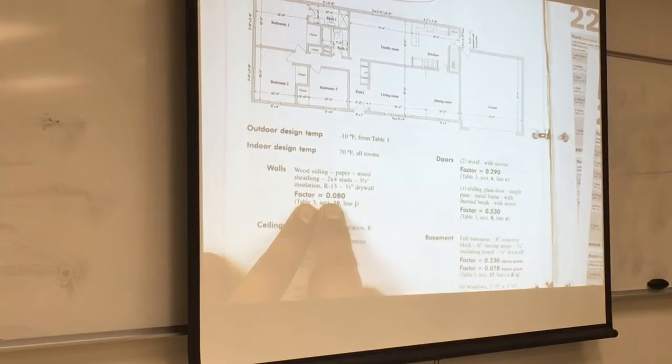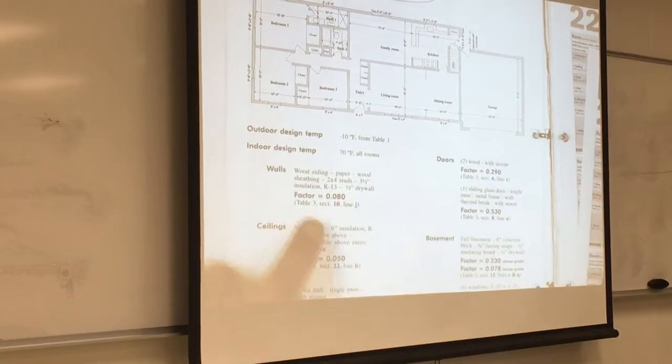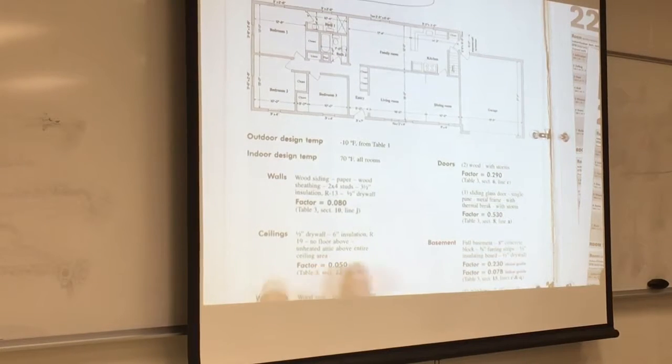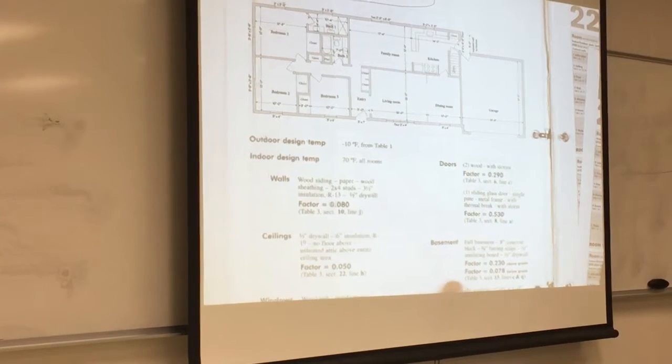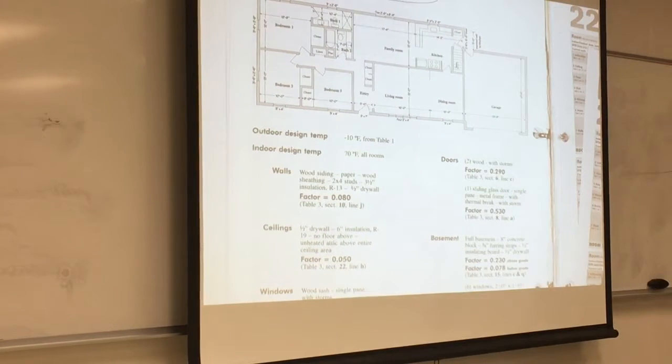The walls are going to be the same for all rooms. You agree? The windows are going to be the same for the entire house. Nobody can have different windows for all the house. It's going to be the same windows for the entire house. Ceiling is going to be the same. Doors and basements are going to be the same. Material is the same. We get the wall factor, ceiling factor, windows factor.